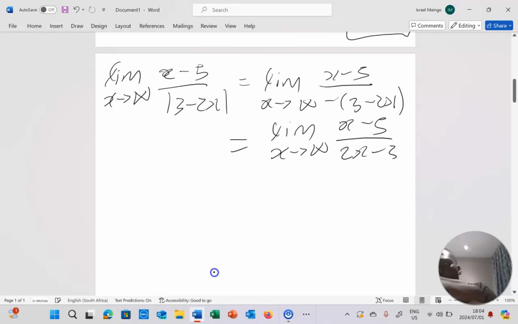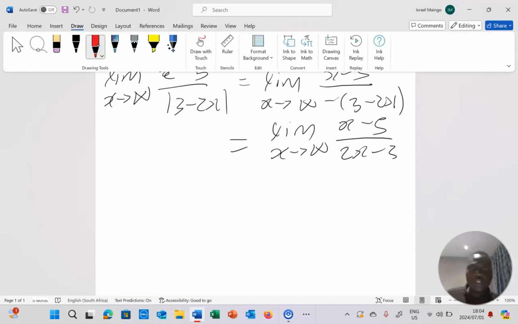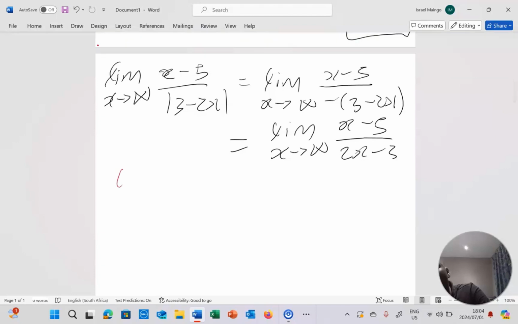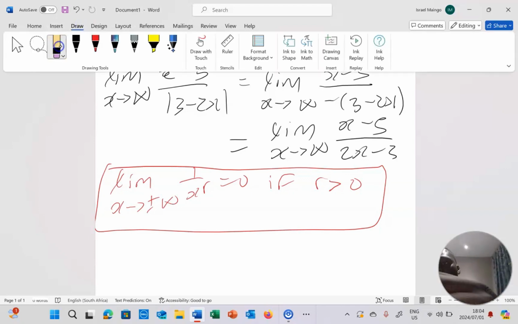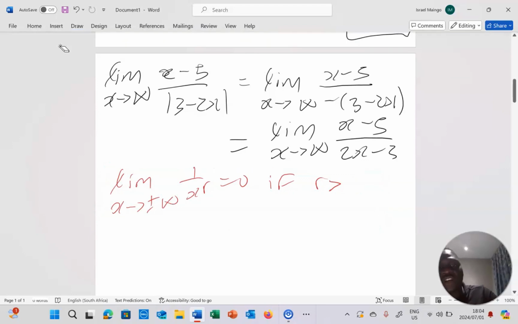So here we're going to use a theorem. There's a theorem which says the limit as x approaches plus or minus infinity of 1 over x to the power r is 0 if r is greater than 0. So if the power or the index is greater than 0. This is the theorem that we're going to make use of. So take note of that, take a screenshot of that.